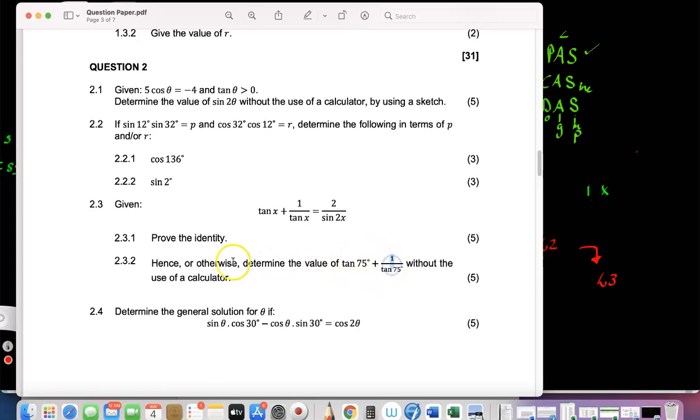Now look at that. So hence, well, let's go and look at what they are talking about. Look at that. Tan of 75 plus 1 over tan of 75. This is a formula to deal with that. Tan of an angle plus 1 over tan of that same angle is equal to 2 over sine of 2 of those angles. So this is not basics, this is just straightforward. Here's a formula, apply it. Hence, here's a formula, apply it.